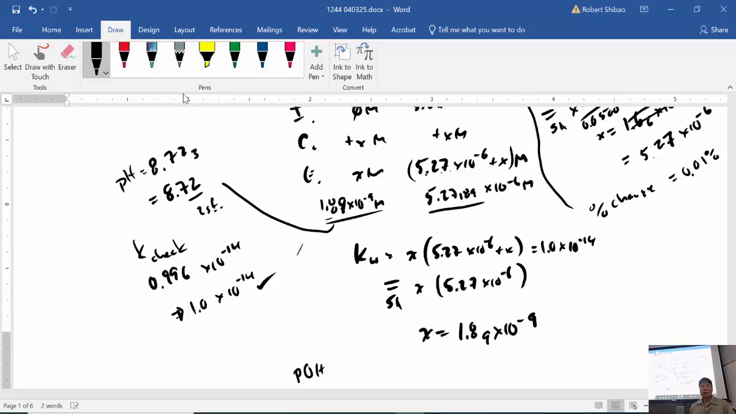All right, or I can calculate my pOH. The pOH would be the negative log of the hydroxide. And so let's go ahead and take the log of the hydroxide. The hydroxide is 5.27189 times 10 to the minus 6. Let me try that again.